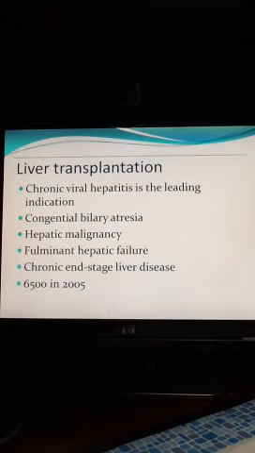Liver transplantation. The leading indication is chronic viral hepatitis. Another reason for liver transplantation is congenital biliary atresia. This happens in babies, and we'll talk about that a little bit. Hepatic malignancy, if they can get rid of the cancer, if it's not a metastasized cancer, that patient may be a candidate for a liver transplantation. The fulminant hepatic failure, which happens to patients who get hepatitis B plus hepatitis D, patients who have chronic end-stage liver disease, those are our candidates.